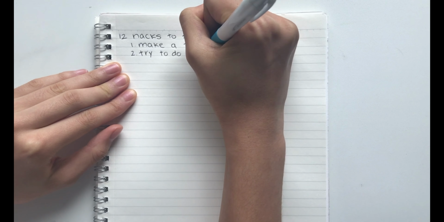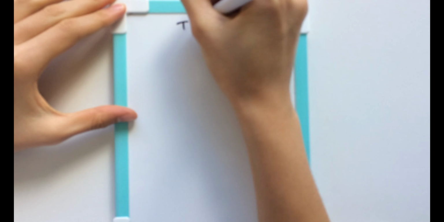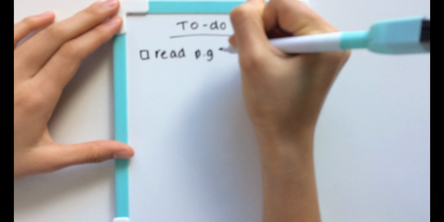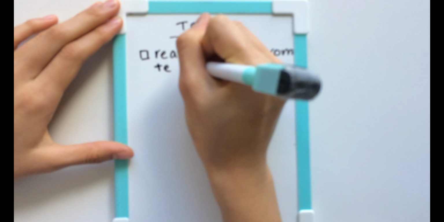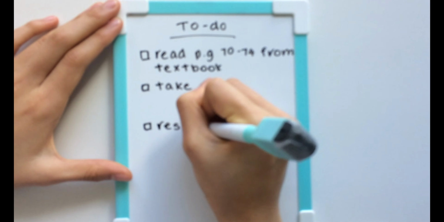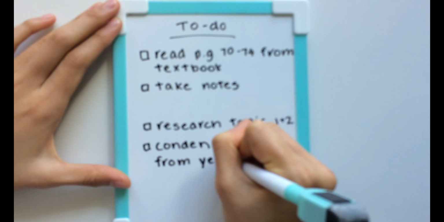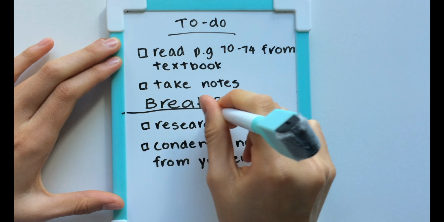The second hack is to try to do everything in the morning. It is actually proven that you are more focused in the morning rather than later in the day, and when you are focused, you are less likely to multitask. So try to do as much as you can before lunch or before breakfast instead of during the night.